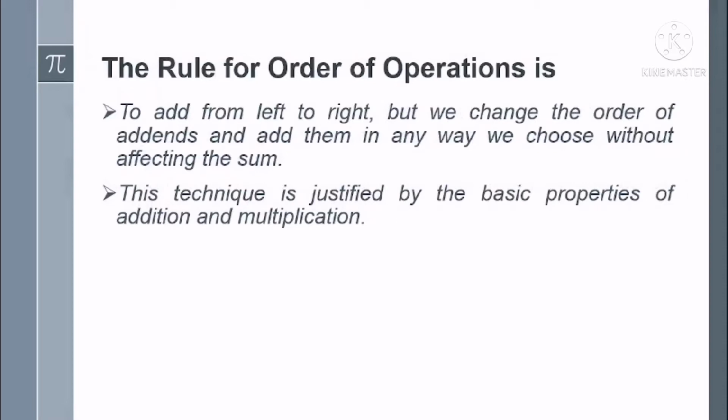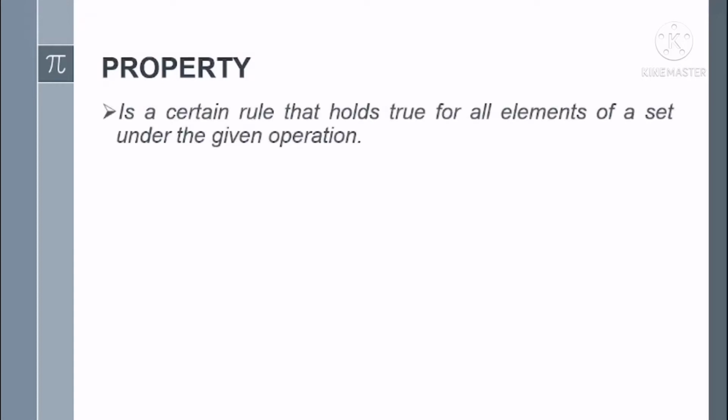The rule for order of operations is to add from left to right, but we can change the order of addends and add them in any way we choose without affecting the sum. This technique is justified by the basic properties of addition and multiplication. But first, let us define what property is. Property is a certain rule that holds true for all elements of a set under the given operation. And now, let me show you first the properties of addition.